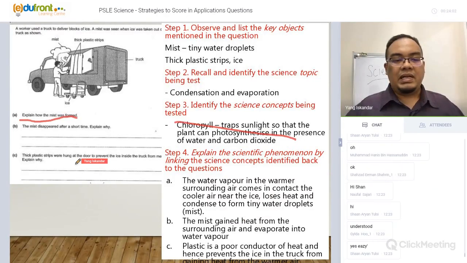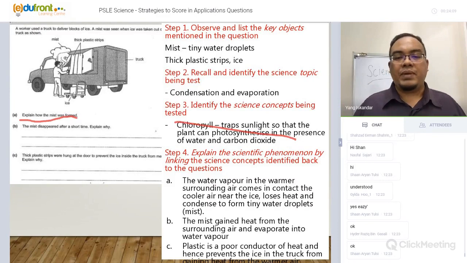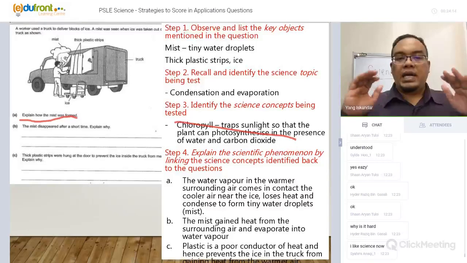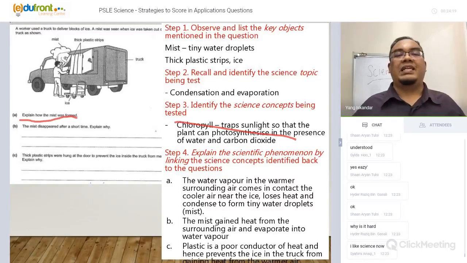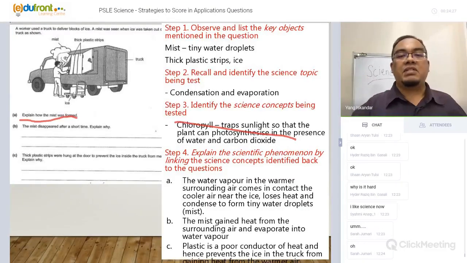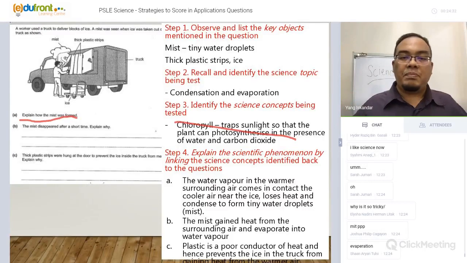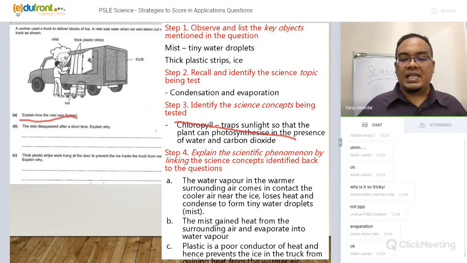Okay. All right. Now let's continue with the second part, B. The mist disappears after a short while. Explain why. This is a 1-mark question. You know, mist is tiny water droplets. So what happened when the tiny water droplets, the mist, suddenly disappear? What is the reason? It is because of the process of evaporation. So why does it evaporate? Because it gains heat from the surrounding air and evaporates to form water vapor. So water vapor is in the gas state, and it disappears. Okay? Yes, very tricky. It's not that easy.